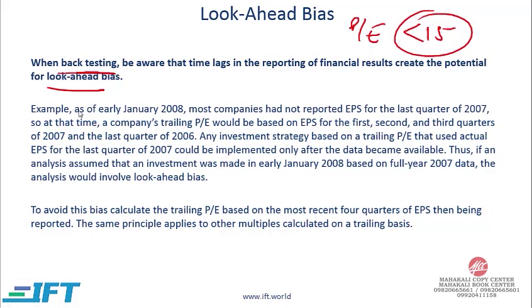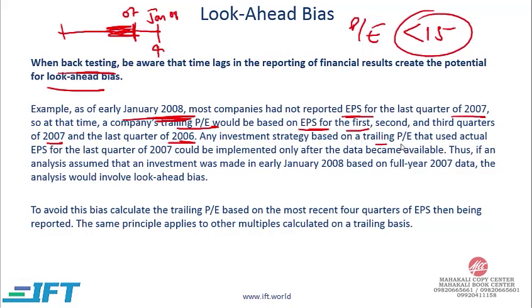But what are the risks when you do backtesting? Take an example where, let's say, you are at the end of '07 and you are here in Jan '08. Most companies had not reported EPS for the last quarter of '07. So actually in Jan '08, many companies have not reported numbers for the last quarter of the previous fiscal year. So at that time, a company's trailing PE would be based on EPS for the first, second, and third quarters of 2007 and the last quarter of 2006, which means that if you are actually here in January and doing investment based on PE ratios, you would not be taking the PE for all of 2007 because the data is not available.